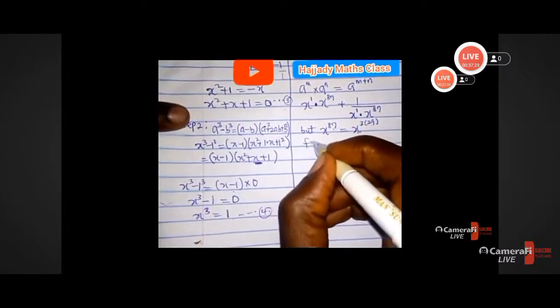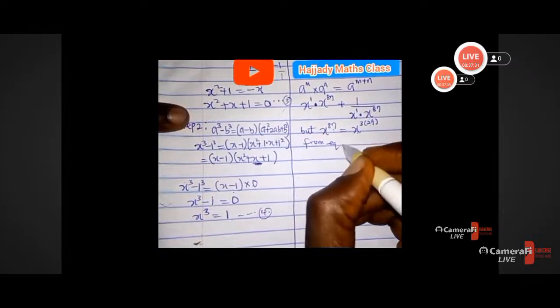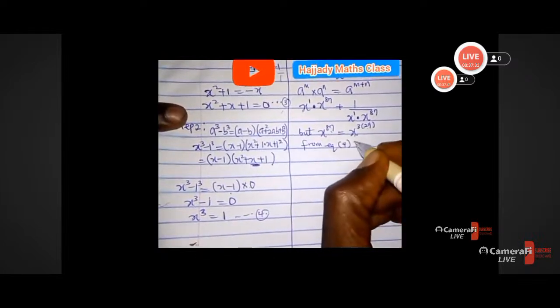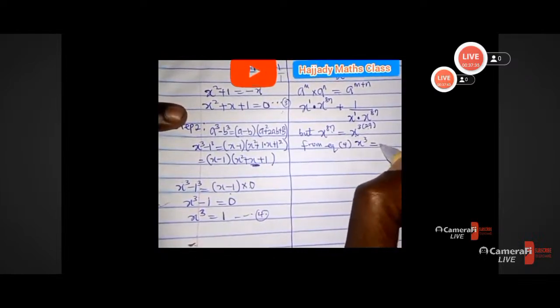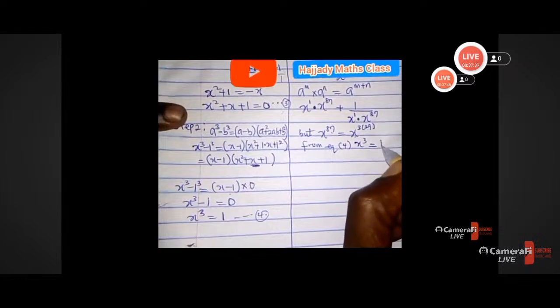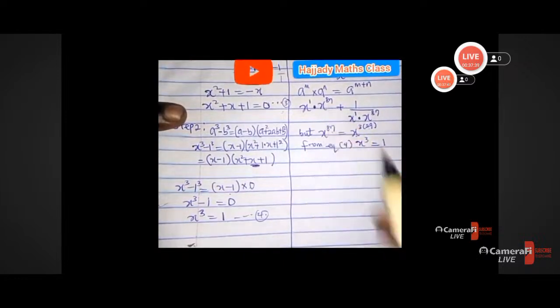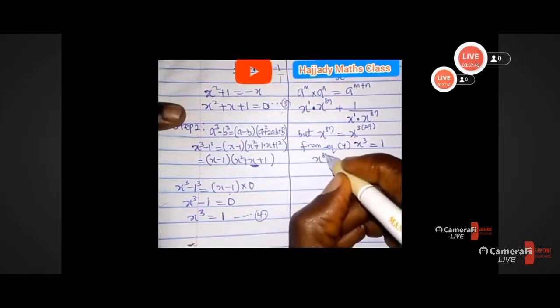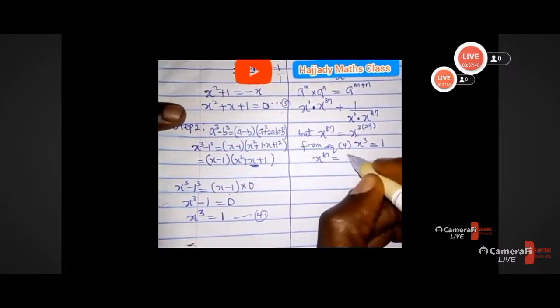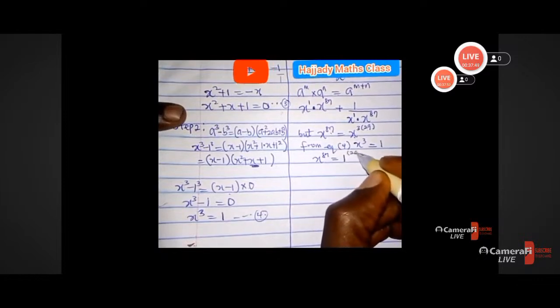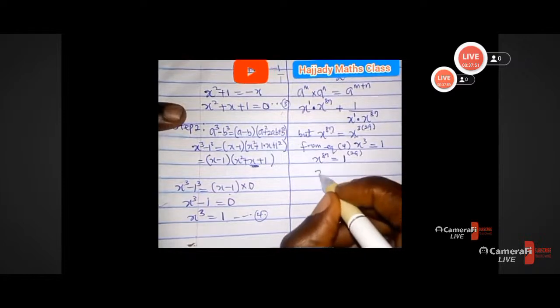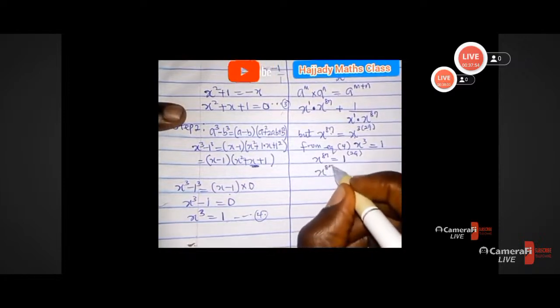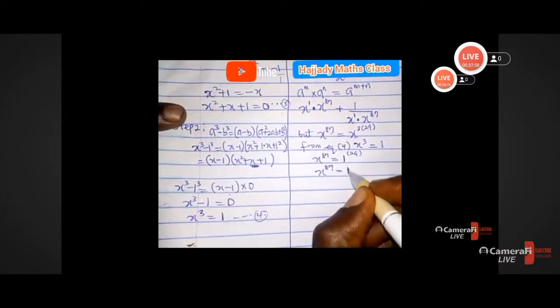So from equation 4, s raised to power 3 is the same as what? 1. So that is what we are substituting in here now. So this shows that s raised to power 87 is the same as 1 raised to power 29. So that is s raised to power 87 equals 1.